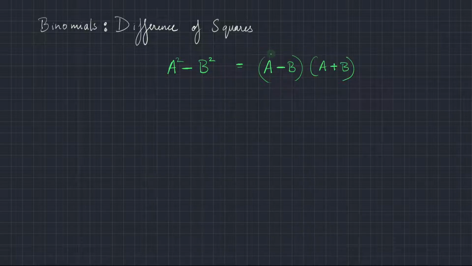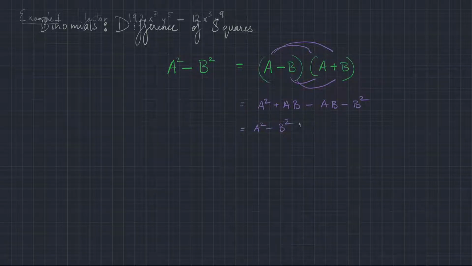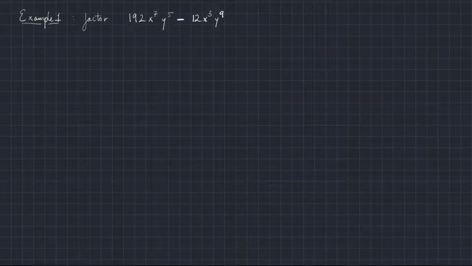That's by expanding. So let's expand a minus b times a plus b. Let's see what we get on the right hand side. We get a squared plus ab minus ab minus b squared. And the middle terms cancel, and we have a squared minus b squared. Consider the following example.